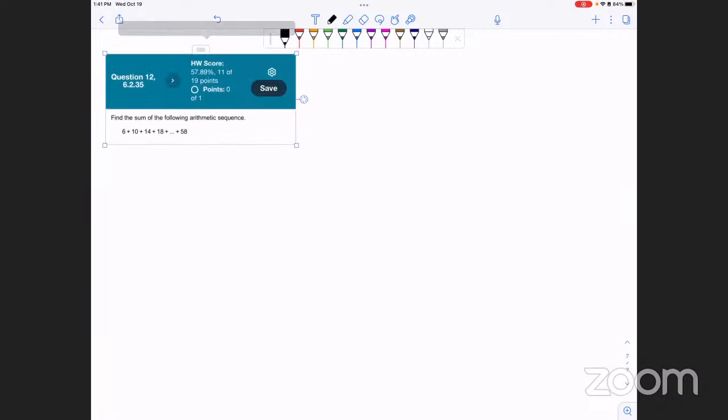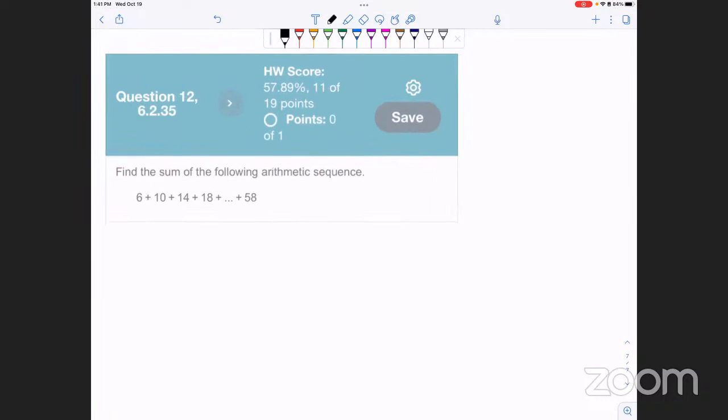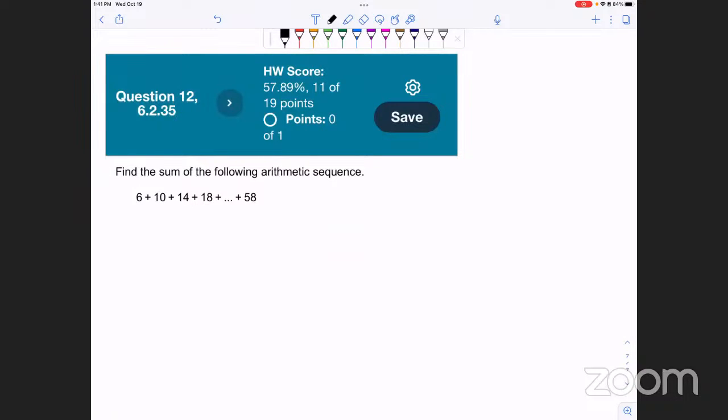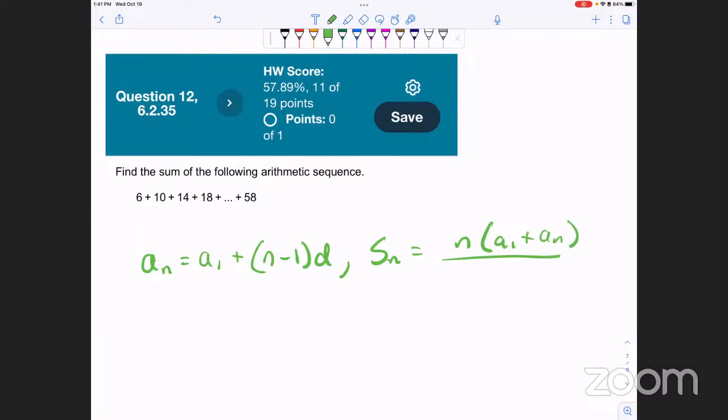Same deal, right? So notice, with these past three examples, we're doing the same thing, just with different numbers. The nth term is the first term plus n minus 1 times the common difference, and then the sum of the first n terms is going to be n times the first one plus the last one all over 2. So far this has been working.